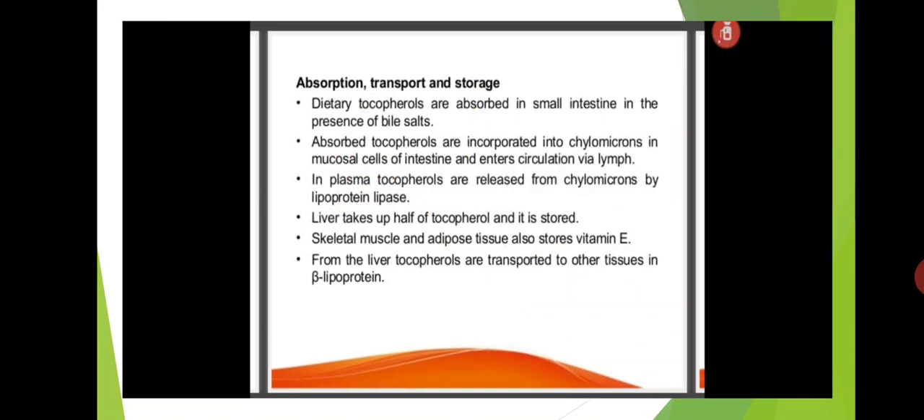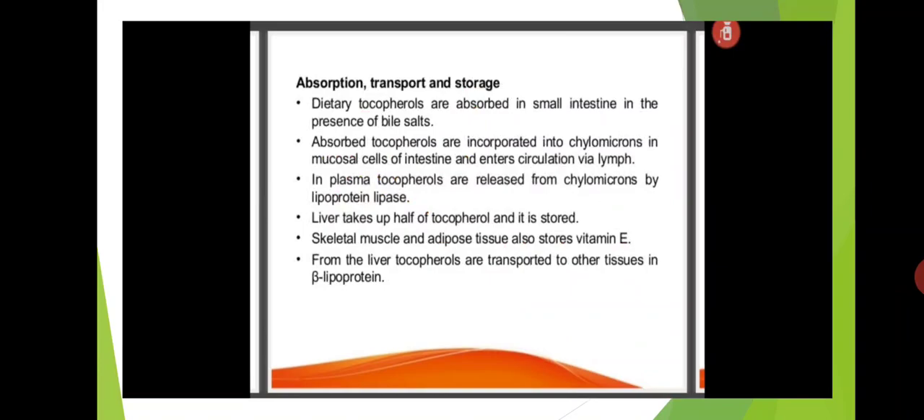Absorption, transport, and storage of vitamin E. Dietary tocopherols are absorbed in the small intestine in the presence of bile salts. Almost all fat soluble vitamins are absorbed in the small intestine in the presence of bile salts. Same here, vitamin E is also absorbed in the small intestine in the presence of bile salts.